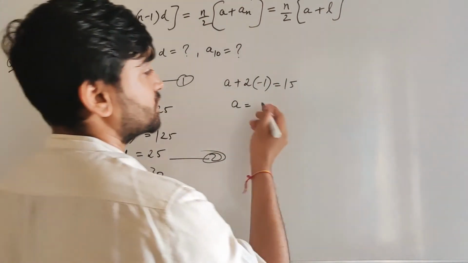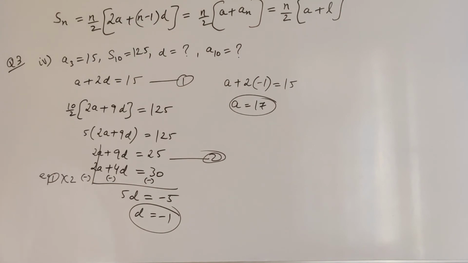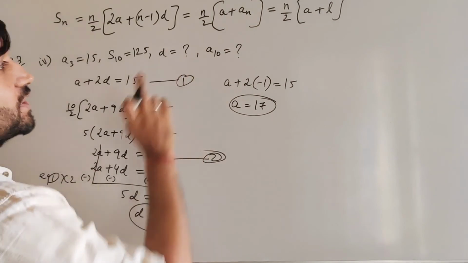This minus 2 goes to the other side, plus 2. So 15 plus 2 is 17. So we got the A value, we got the D value. This is what they are asking. D value is minus 1.